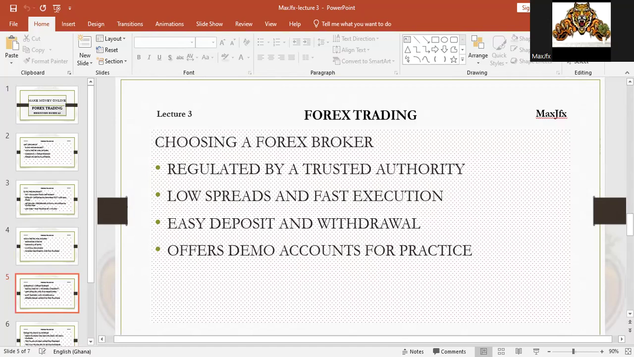We don't want to choose a forex broker that is not trusted by authority. If it's not trusted by authority, this means that we can have threats of fraud. They can just defraud us and we can't do anything about it because it's not trusted by any authority.